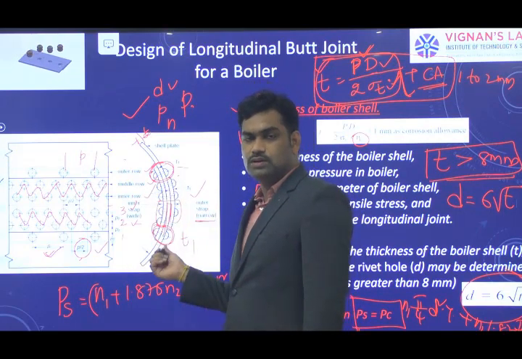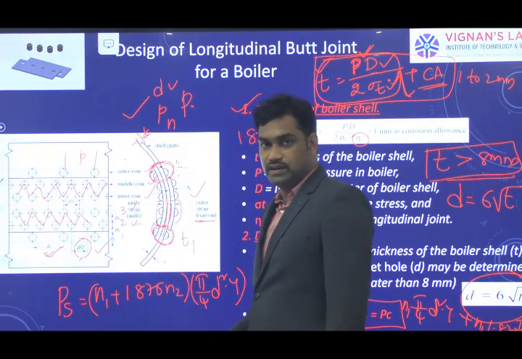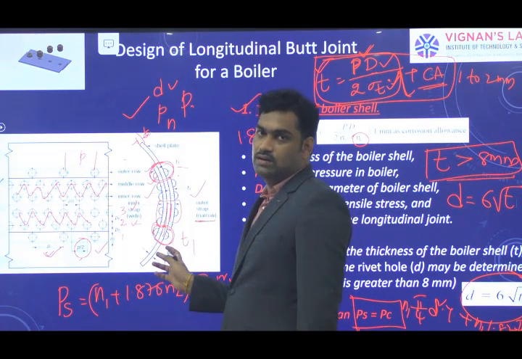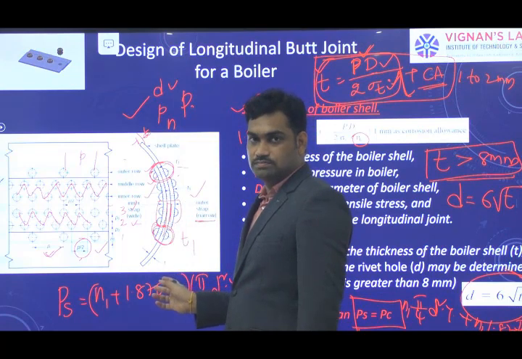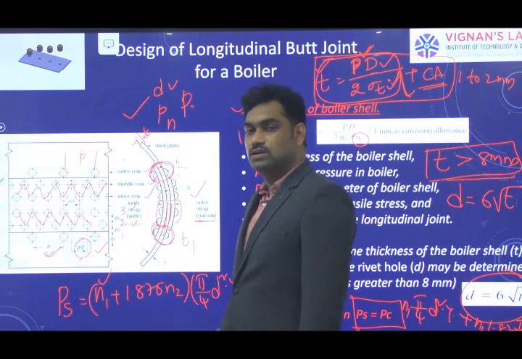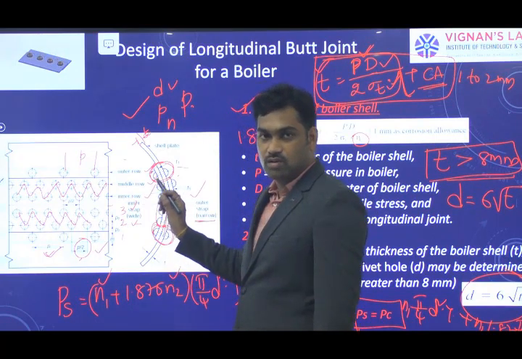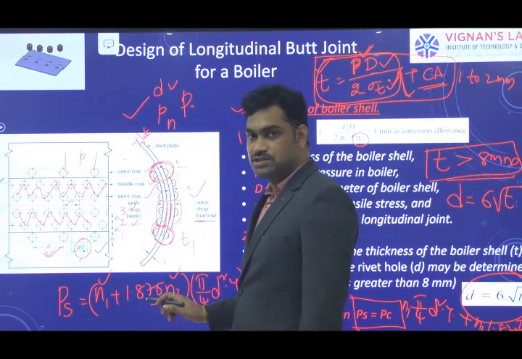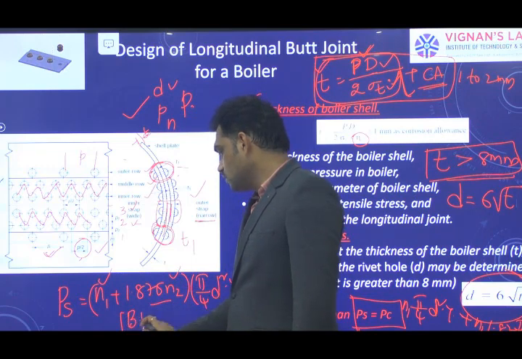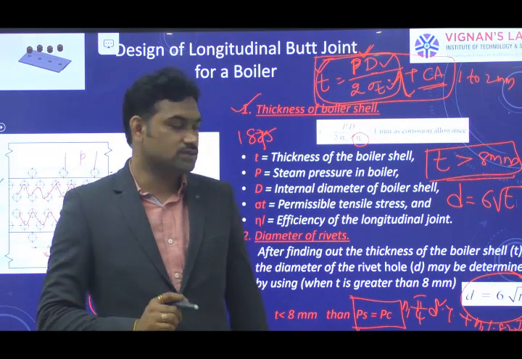If both the straps are of equal width, then we can avoid the 1.875 N2 term. Sorry, N1 is going to be 0. Why? Because all the rivets are in double shear. Here the straps are of unequal width, so the outer row of rivets is subjected to single shear, and the rivets in the inner row and middle row are subjected to double shear. For double shear, according to IBR, the Indian Boiler Regulations, you can take 1.875 instead of 2 for finding the shear strength of rivets.